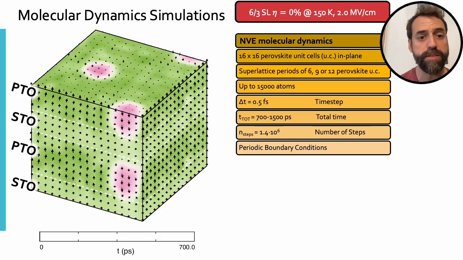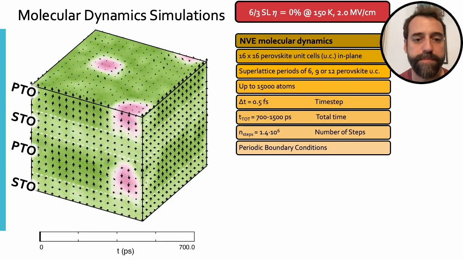Now, the typical simulation boxes contain something around 16 by 16 perovskite unit cells in the plane, and one period of the superlattice along the vertical direction. Thicknesses of the lead titanate layer typically go from 3 to 12 perovskite unit cells, which overall means that we are simulating of the order of 15,000 atoms. We always run simulations under periodic boundary conditions, and we run them for a few nanoseconds with a time step of half a femtosecond. Alright, so now I'll play for you a video of one of these molecular dynamics simulations, and in this case it will be at 150 Kelvin.